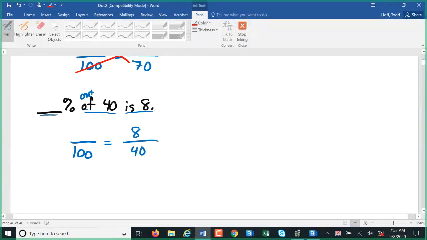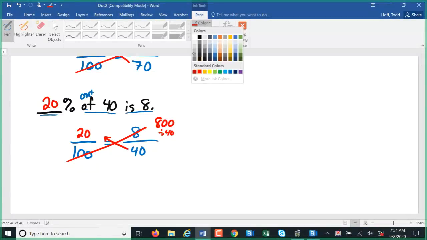And once again, we just cross multiply and divide. The two numbers that are diagonal with each other are the 100 and the 8. So we multiply them to get 800. The third number that's diagonal with our missing number is the 40. We'll divide by that. 800 divided by 40 is 20. So 20 out of 100, or 20%. 20% of 40 is 8.